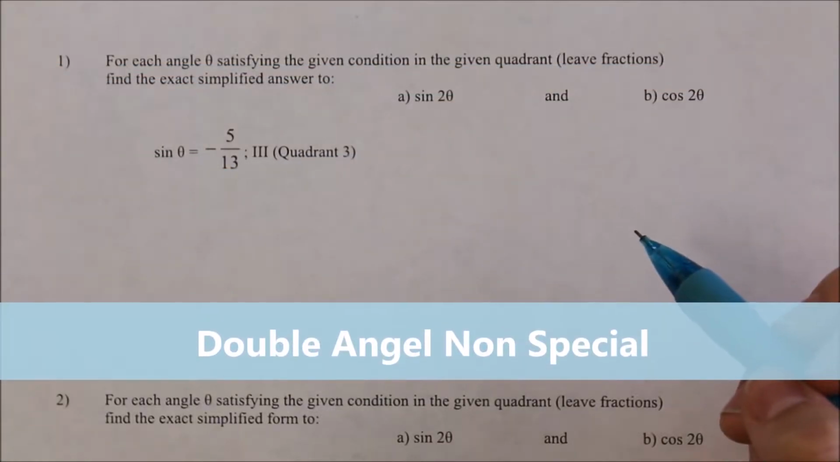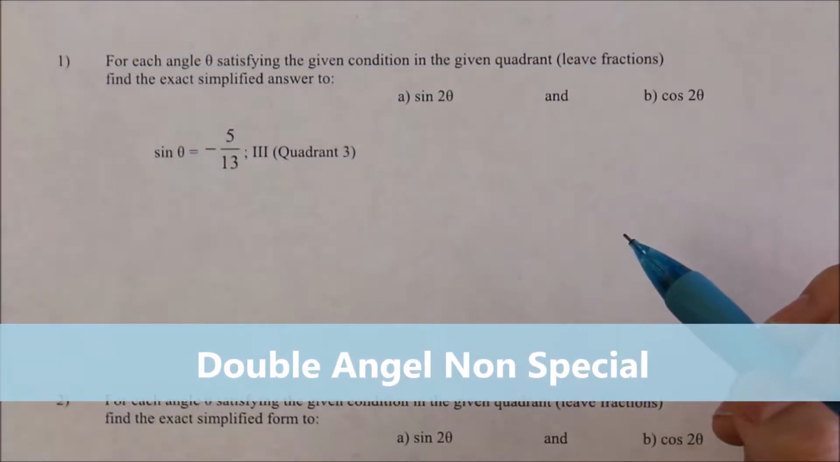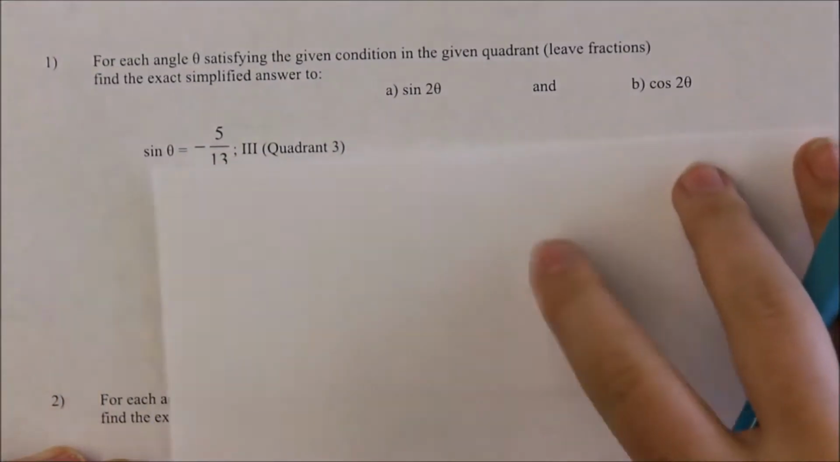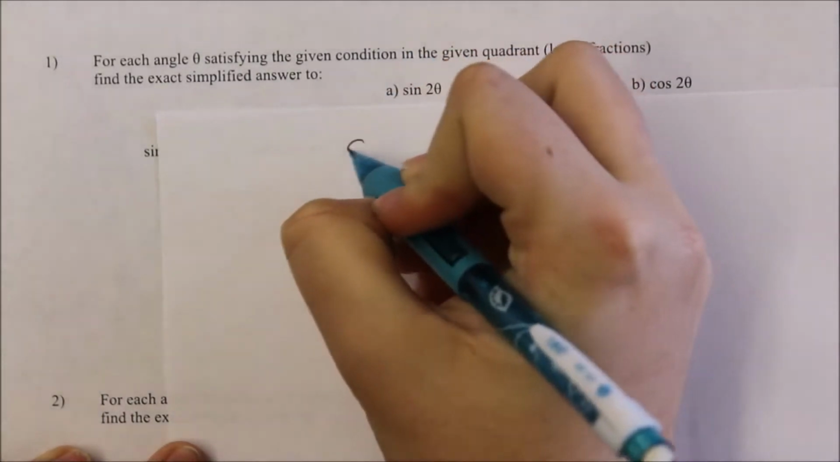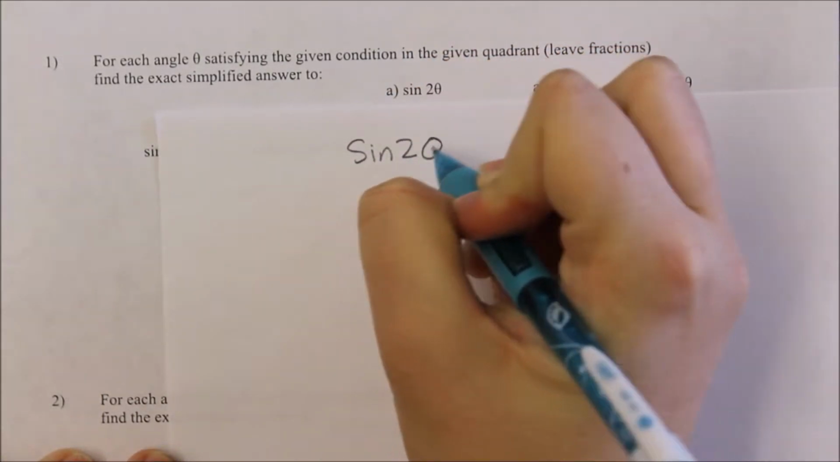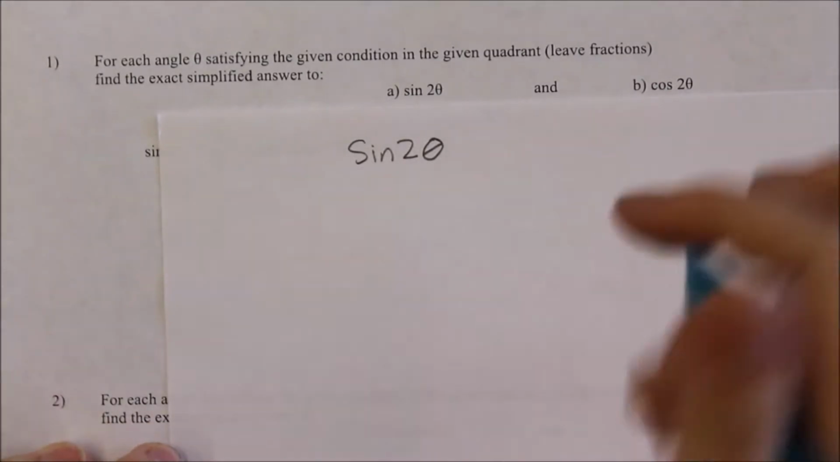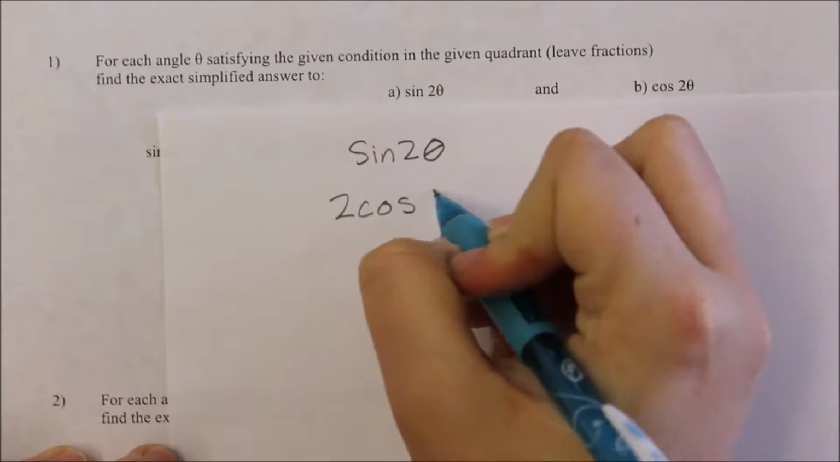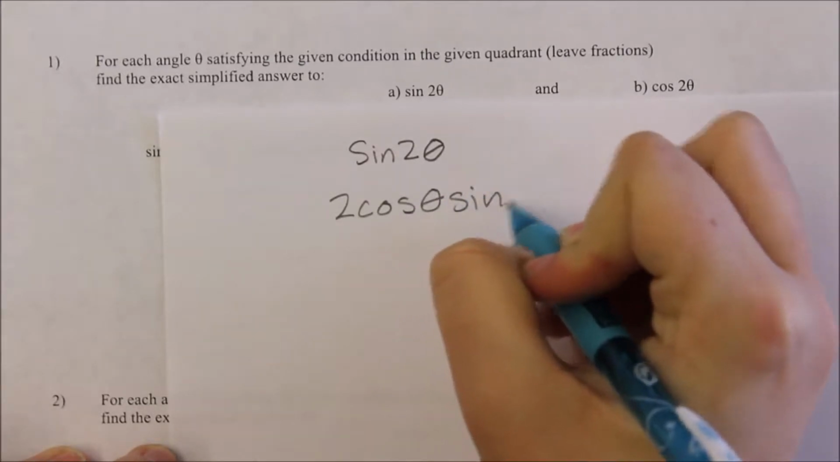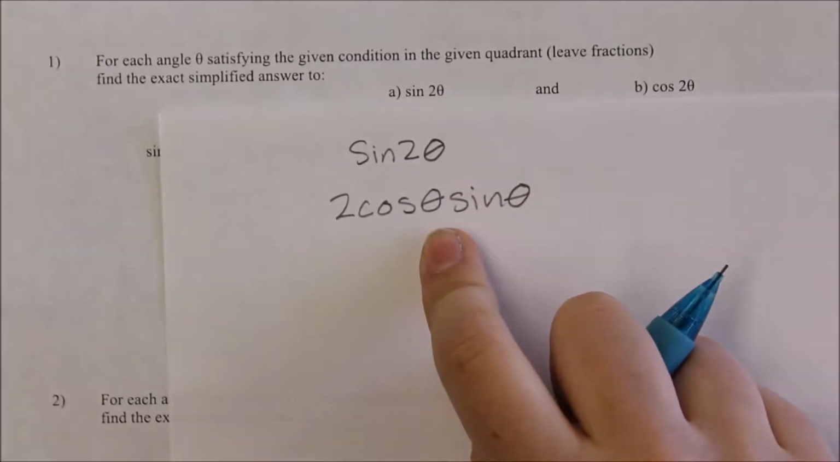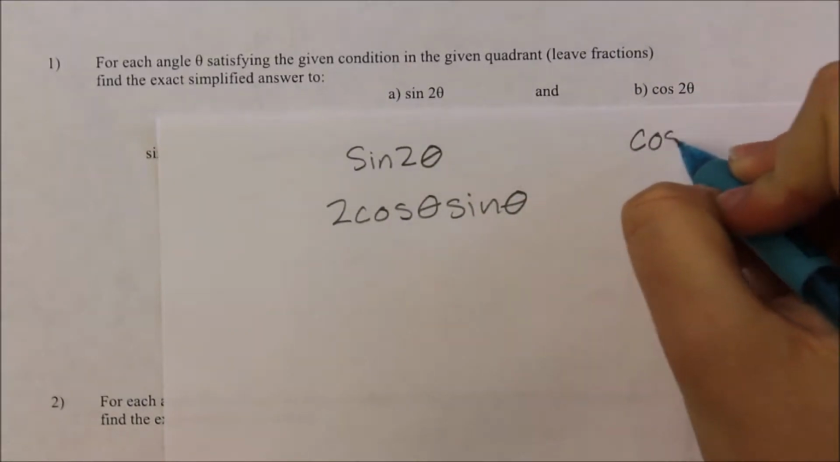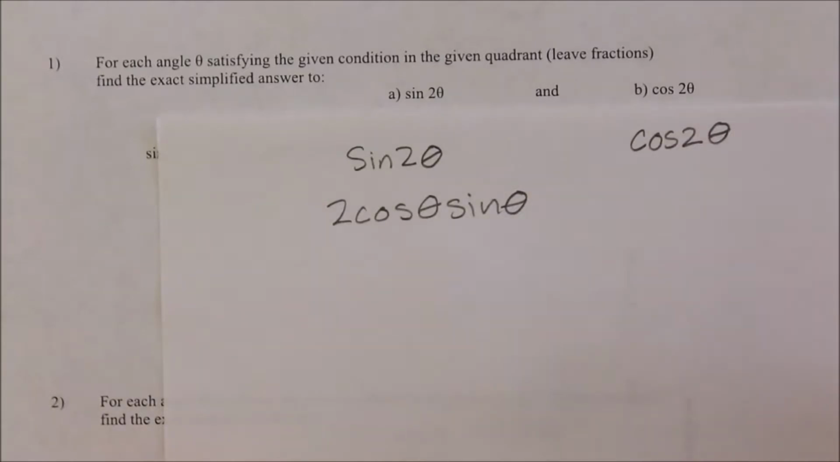Alright, so this is the SIG test problem called double angle non-special. The main part we want to look at is, first of all, what is the question asking for. A is sine 2 theta, and for sine 2 theta, we put 2 cosine sine, so that's all multiplication. And then for B, it's the cosine of 2 theta.